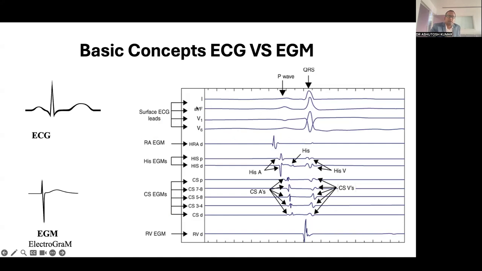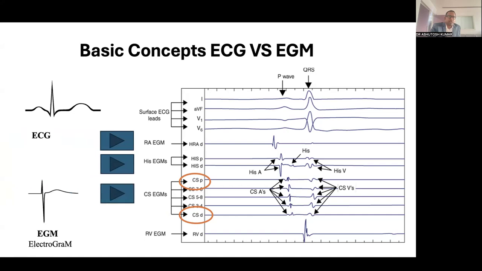When we put the information on the monitor, this type of signal will be coming. The surface ECG will show lead 1, aVF, V1, V6, and we can get all the 12 lead ECG running live. At the same time, the RA, His, CS, and RV, the 4 catheters we have kept, all 4 will again be running parallelly on the same monitor. Then we have to concentrate on how the electrical activity is happening proximally and distally. The right atrium, His, CS, and RV all give information on how the electrical activity is.